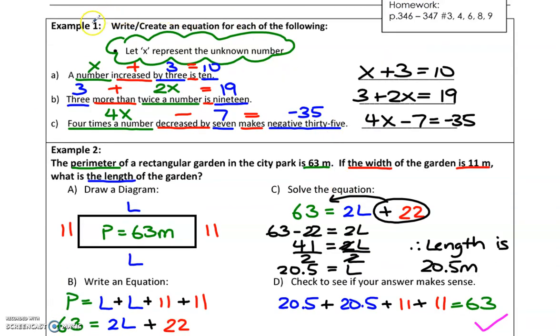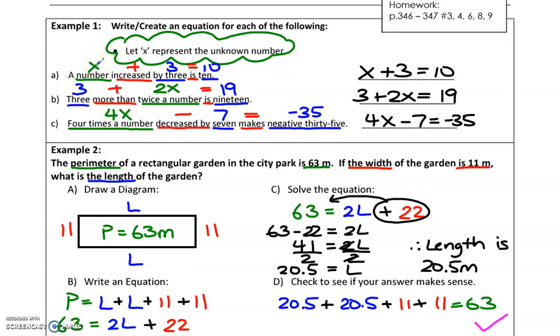Okay, so first of all, example number 1, write or create an equation for each of the following. Now, when it says let x represent the unknown number, they mean that in the question itself, it's going to say a number. And when they say a number, we don't know what that number is. And so what we want to do is use a variable or a letter to represent that number. So when it says a number, you can use any letter you want. And usually we use X, but you can use A, you can use W. It really doesn't matter. Okay, but we're just going to put an X right there.